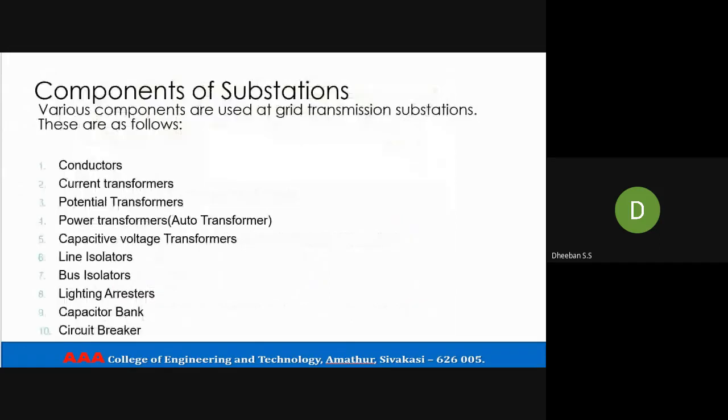These are the main components: conductors, CTPTs. What the CTPTs are used for, we'll be studying in the measurement and instrumentation subject. This current transformer is used for measuring the current, the transmission line current. This potential transformer is used for measuring the voltage value.